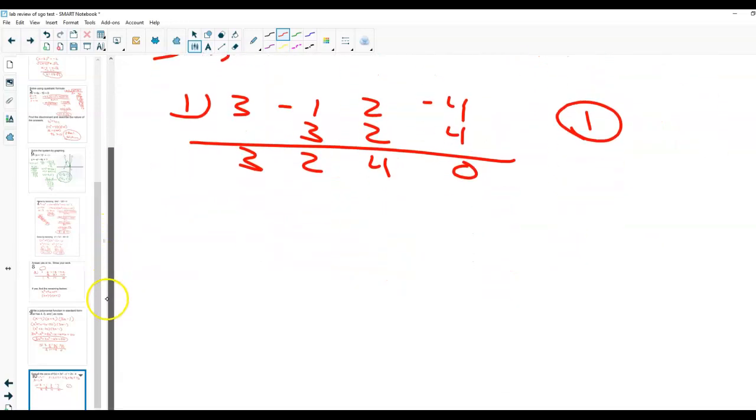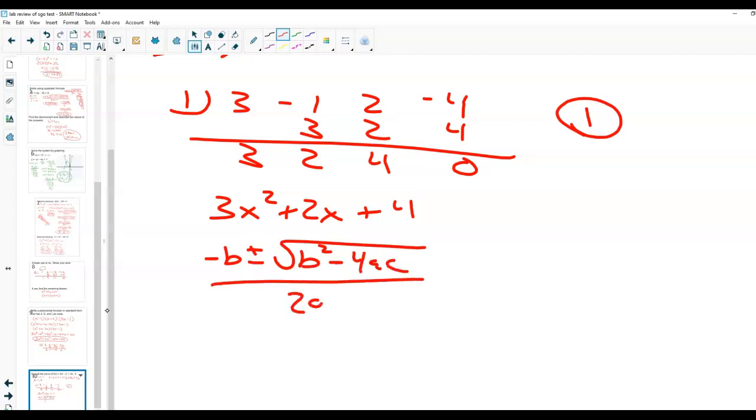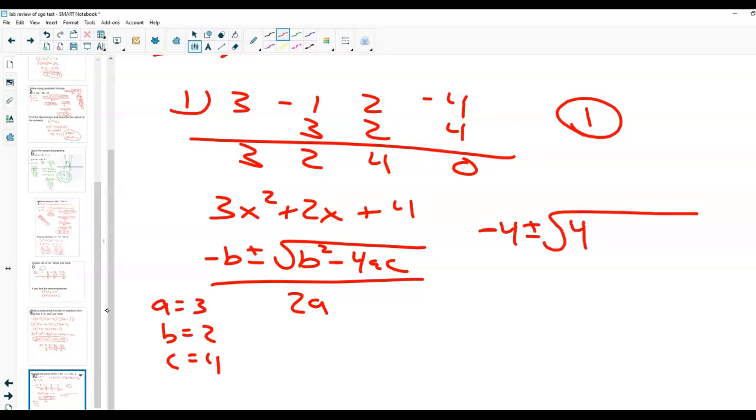The other zeros I get from either factoring or by using the quadratic formula. This can't be factored, so I'm going to use the quadratic formula to get my other two zeros. My A is 3, my B is 2, and my C is 4. So negative 4 plus or minus the square root of 4 squared minus 4 times 3 times 4, all over 2 times 3.